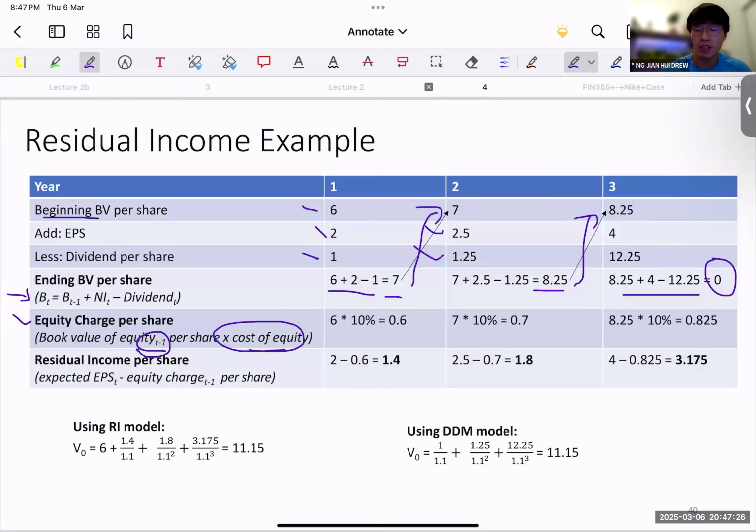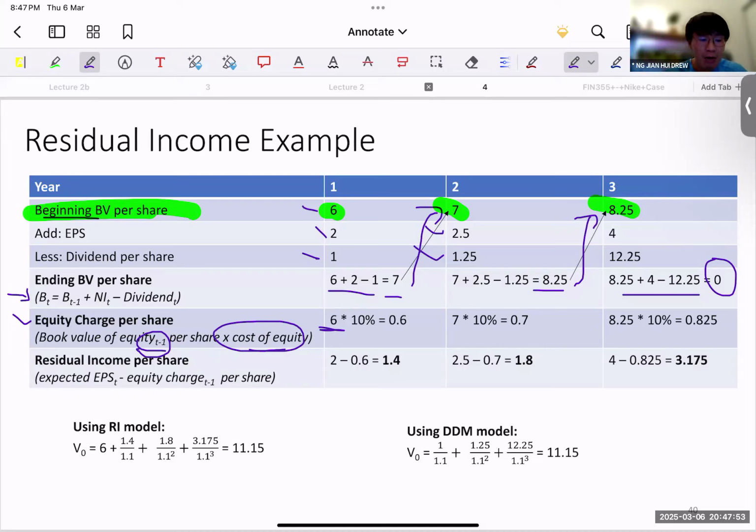So cost of equity is given in the question at 10%. We need to look at the beginning book value, which is T minus 1. So these are the values we're interested in. These are your T minus 1 given here. So now you know why it's T minus 1, because you're looking at beginning book value. So it's book value of equity in T minus 1, and we get our equity charge per share.